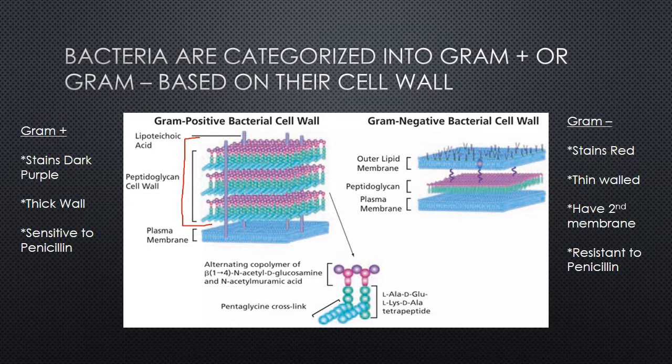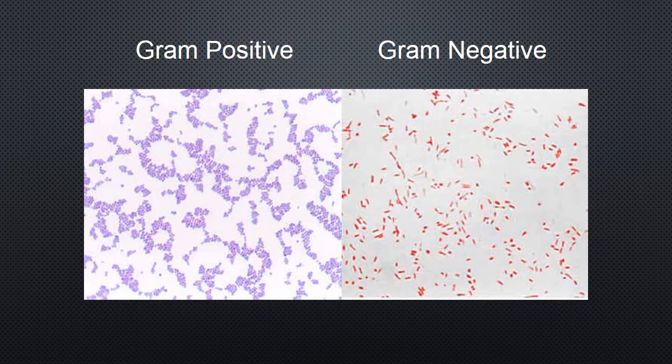The gram-negative bacteria, on the other hand, is very thin-walled, as you see, and here's our plasma membrane. But they also have a second membrane. It's this outer lipid membrane as well. So they actually have two membranes and a thin wall, but they are resistant to penicillin. And so that's a gram-negative bacteria. So it would show up red in the gram stain. So this is what that looks like. Our gram-positive on the left shows up purple. Our gram-negative on the right would show up red. So that's the start to how we begin to categorize our bacteria.